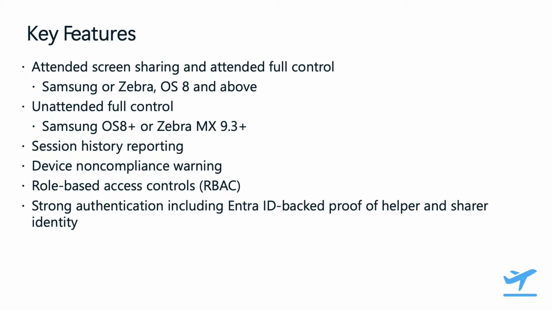Additionally, we can have role-based access controls, RBAC, to specify which permissions the helper is going to have when creating the remote help sessions, whether they have full control or only view control over devices. Additionally, we have the strong authentication, where both the helper and the sharer can be verified with their Entra ID accounts to make sure they are the right users.